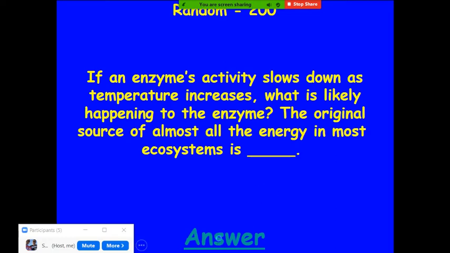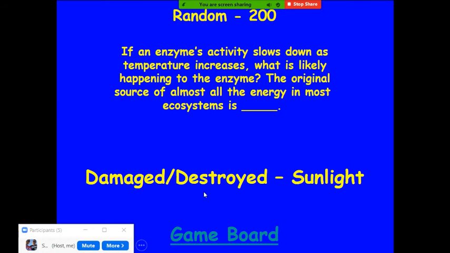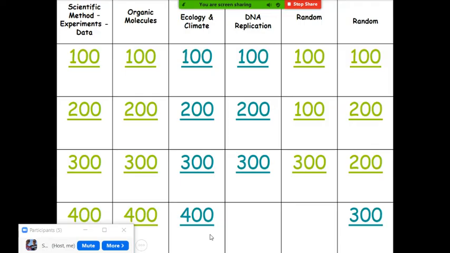All right, here you go. So we call that denaturization, but it basically means it's changing the three-dimensional structure. Remember, enzymes have a lock and key fit with the substrate. So if you change the lock, the key is no longer going to work. So they basically are getting damaged or destroyed. And sunlight is the original source of almost all the energy in most ecosystems. There is some chemical energy that happens in certain environments, but you can assume that everything else starts with photosynthesis and the sun.